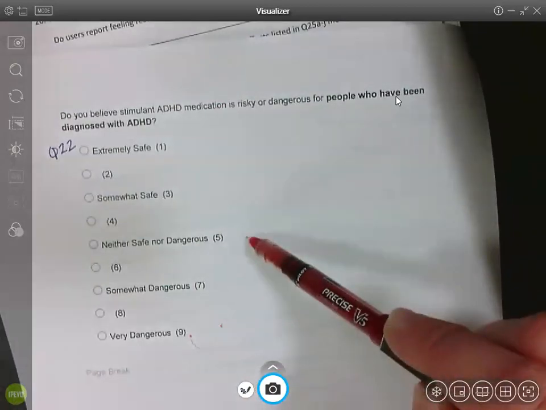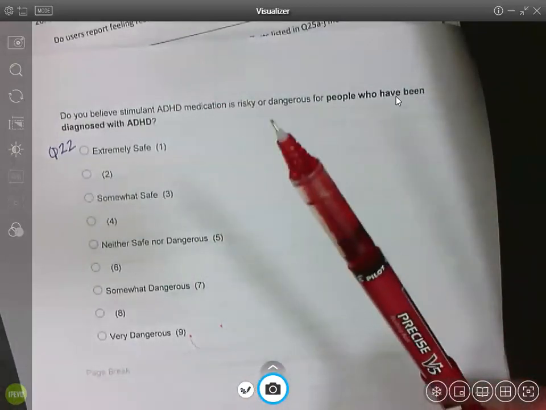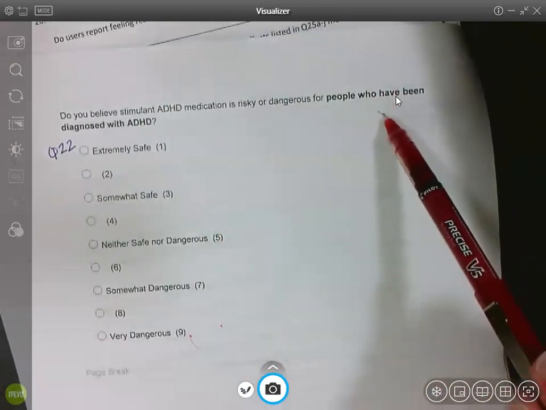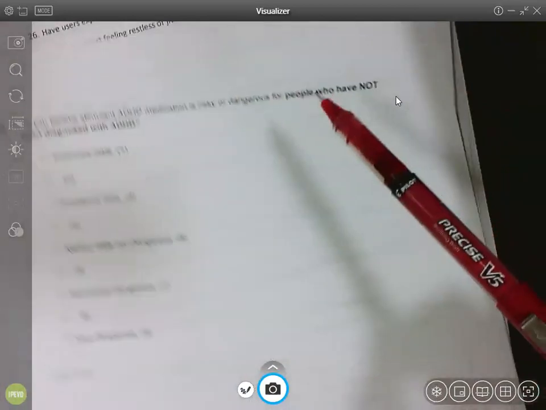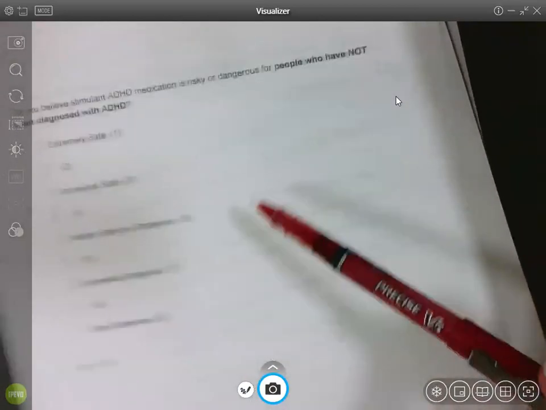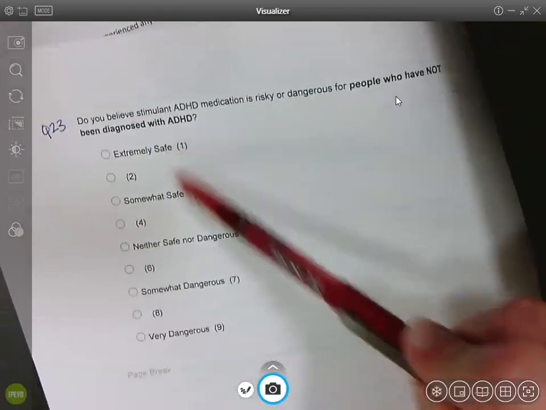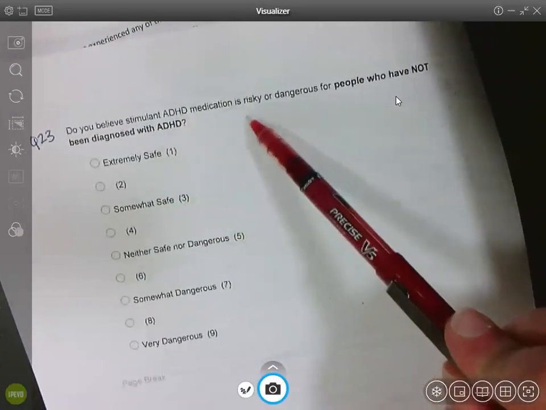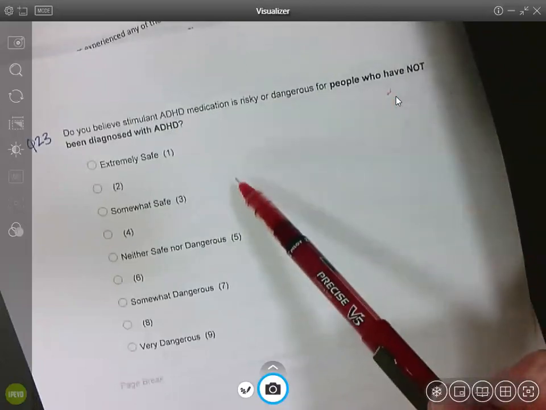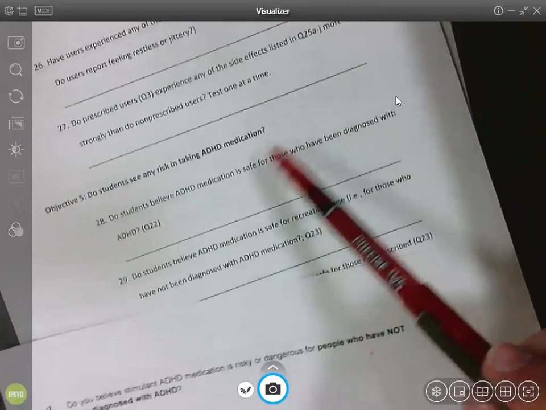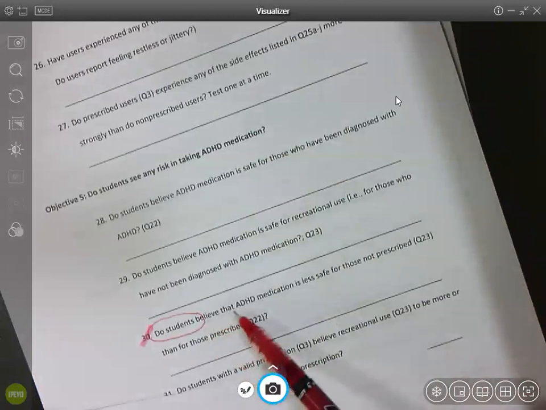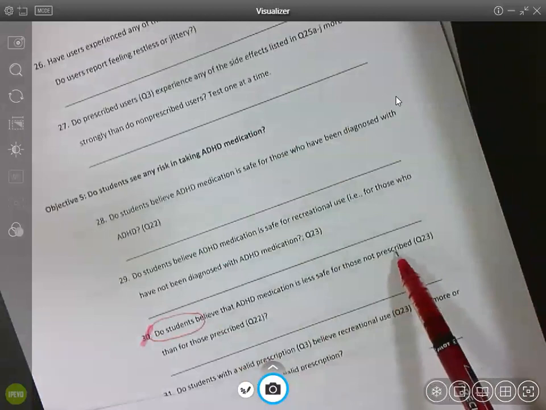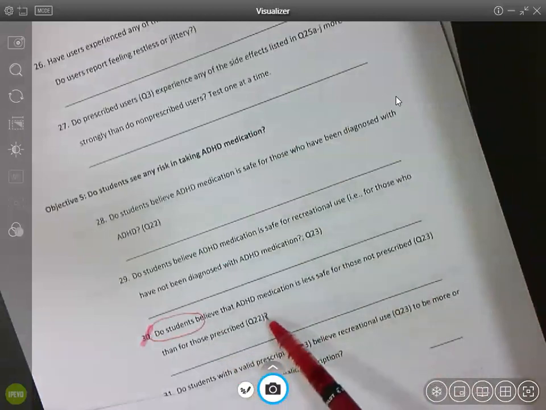Interval response scale, this is a continuous measure. So first, we have their opinion about the riskiness of this medication for people who actually have ADHD. Then we look at question 23. Same question, same scale, extremely safe to very dangerous, same continuous response scale. Do you believe this medication is risky for people without ADHD? So what this question is asking is, do students believe that ADHD medication is riskier for people without ADHD compared to people with ADHD?